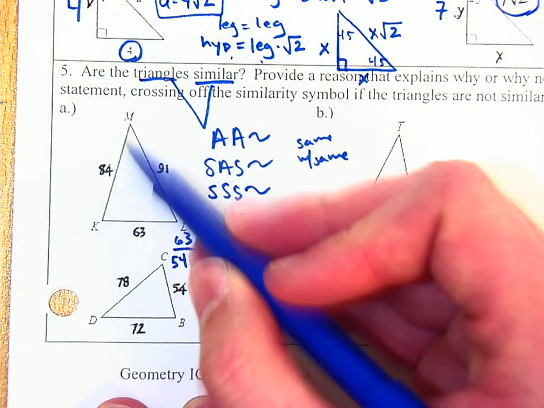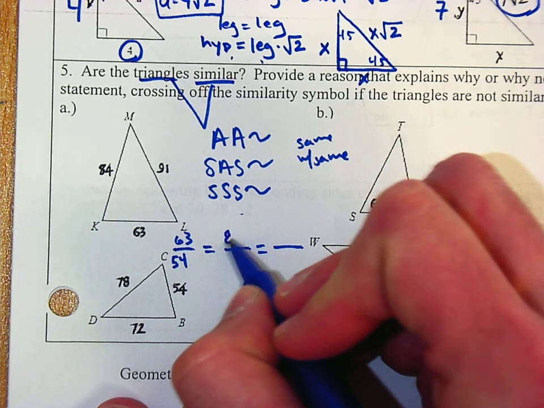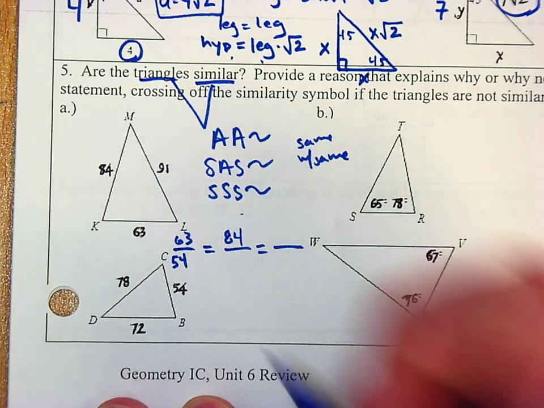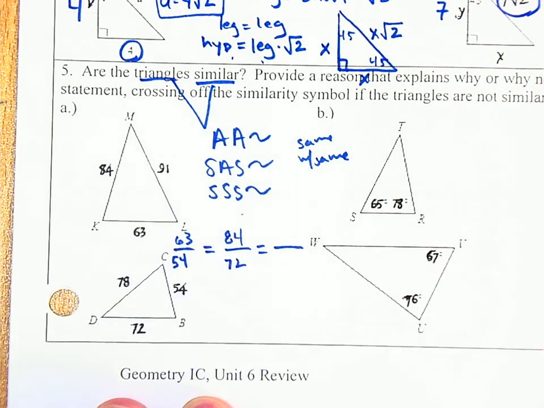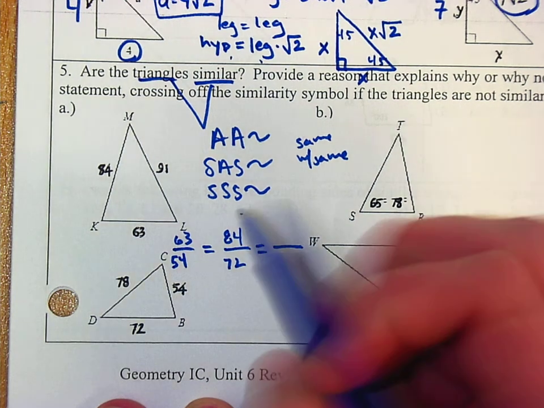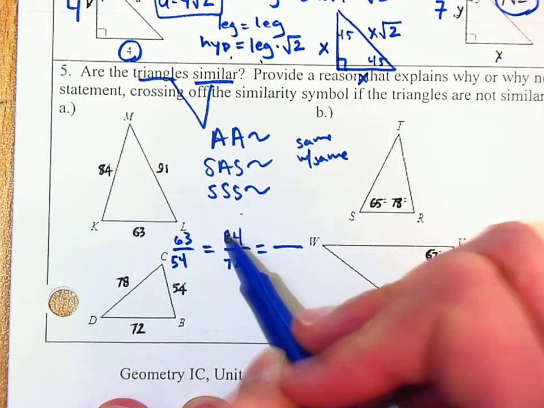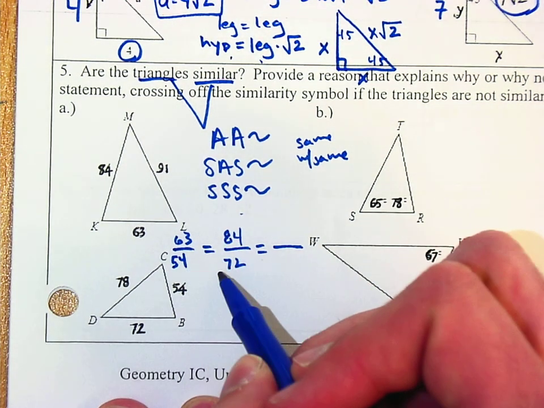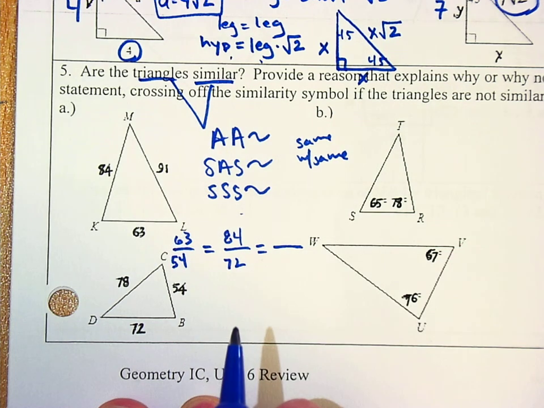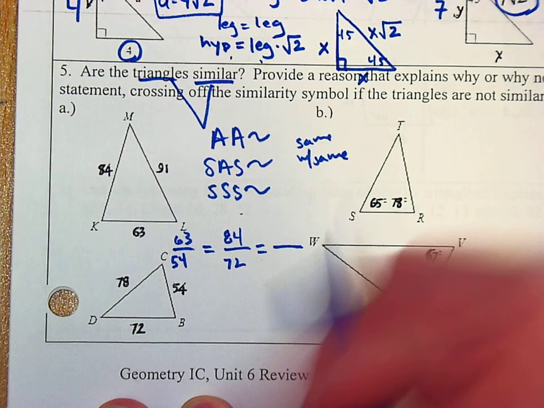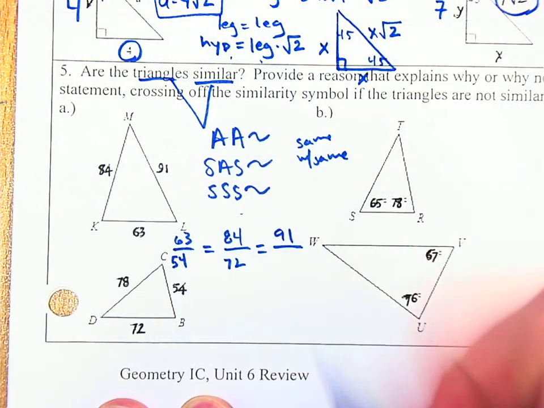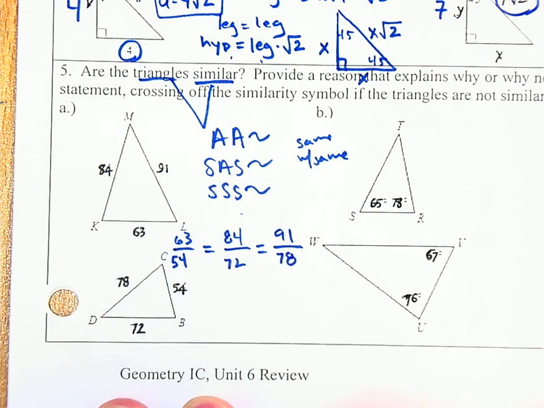Let's move to the middle side. Of middle length is what I mean. That's 84. And on the bottom, it's 72. Notice that I keep the top triangle on top and the bottom triangle on bottom. That's also same with same. Now last but not least, the longest side, 91 over 78.